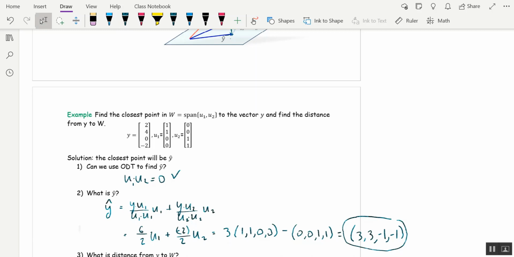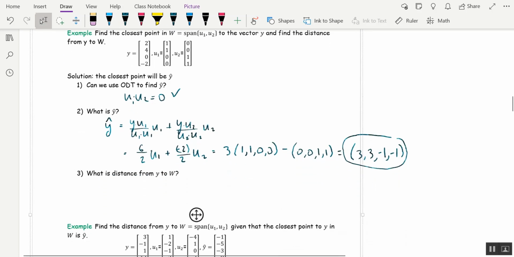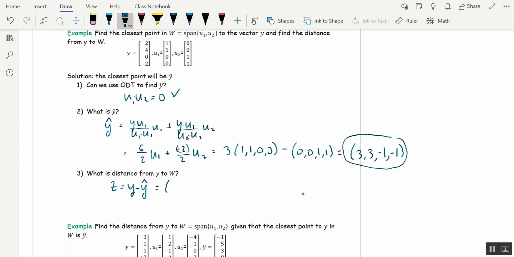And then for the distance, we want the length of z. So first we have to find z. z is y minus y hat. y is (2, 4, 0, -2), and y hat is (3, 3, -1, -1). Let's see what that gives us. It gives us negative 1, and then 1, and then positive 1 again, and then negative 1. So that's z. And so the distance is the length of z, which is the square root of 4, which is 2.